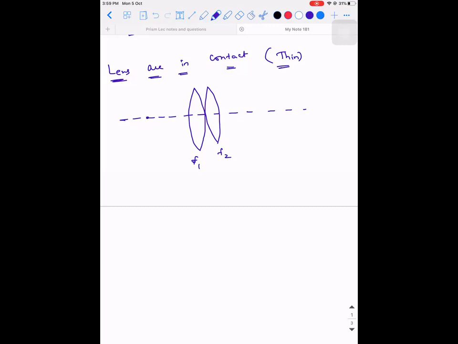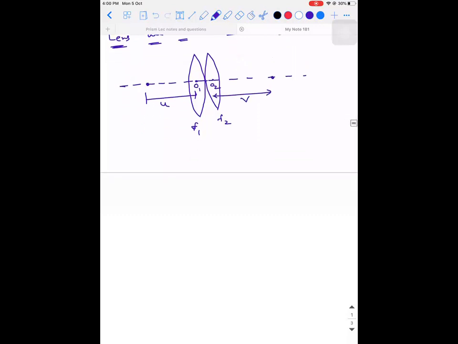I hope you're able to understand this. Now let's say there is an object which is placed on the left of the first lens O1, and here it is O2. How many times will the light from the object undergo refraction? Four times. It will undergo 4 times. Very good. Then there will be a final image that is formed here. Accepted? Yes, sir. Right.